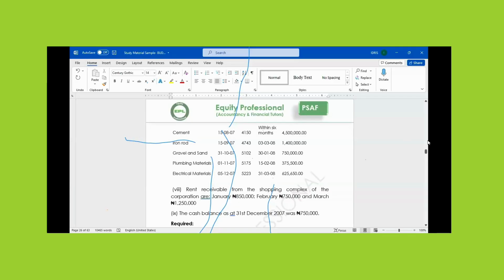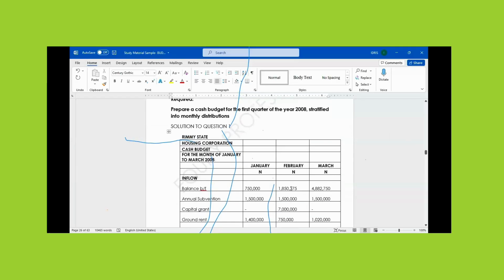750,000. Yes. It will become the opening balance in January. So that will be the first thing. Our opening balance in January is how much? 750,000. Can we all see that? Yes.